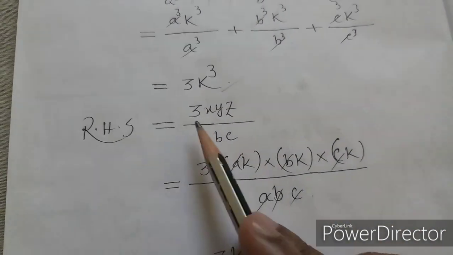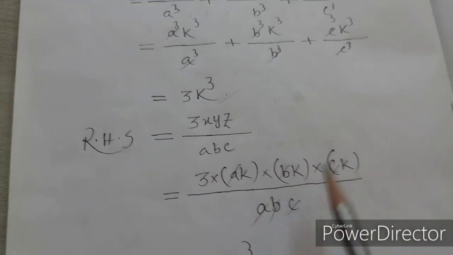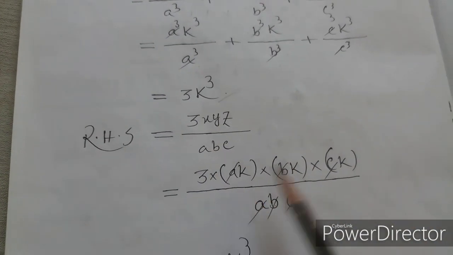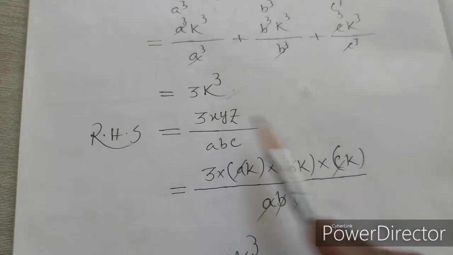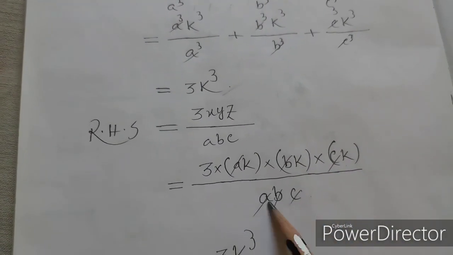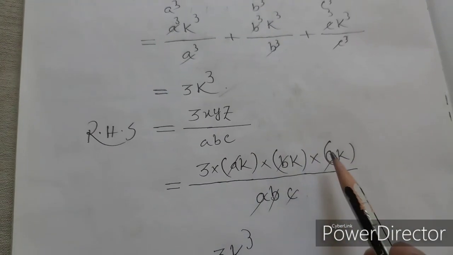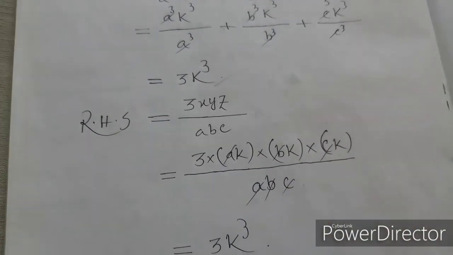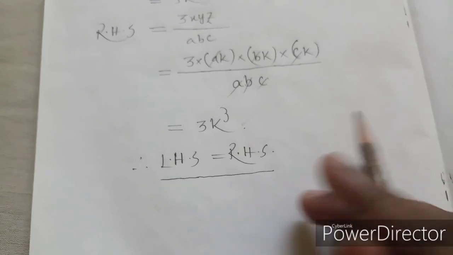So now 3xyz by abc. Now what is the value of x? ak, y, bk, z, ck, by abc, abc cancels out. So this should be k, and that means k cube. So 3k cube. So left hand side equals right hand side, and hence proved.